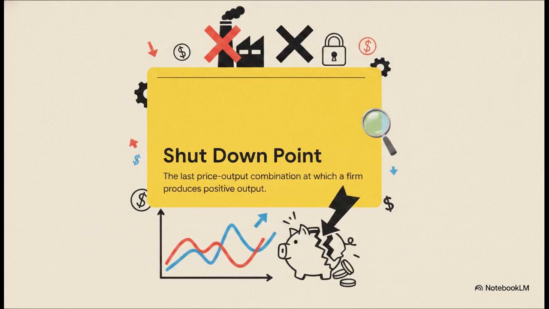Now, there's a really dramatic concept you need to know here called the shutdown point. This is the exact moment a firm decides, you know what, it's actually better for us to just stop producing entirely rather than keep bleeding money. In the short run, you'll find this point at the absolute minimum of the average variable cost curve. If the market price drops even a tiny bit below this point, the firm just shuts its doors, turns off the lights, and produces zero output.